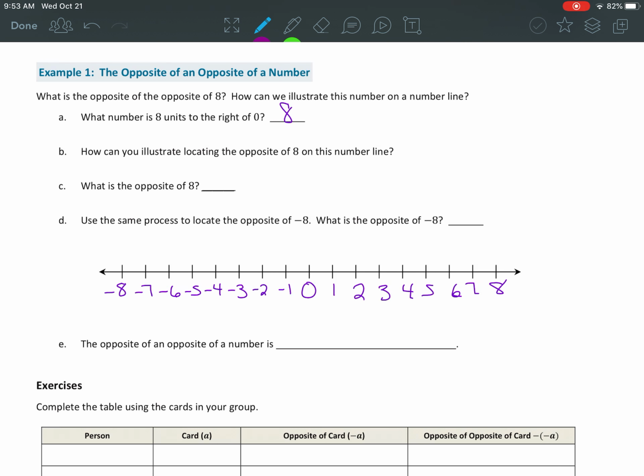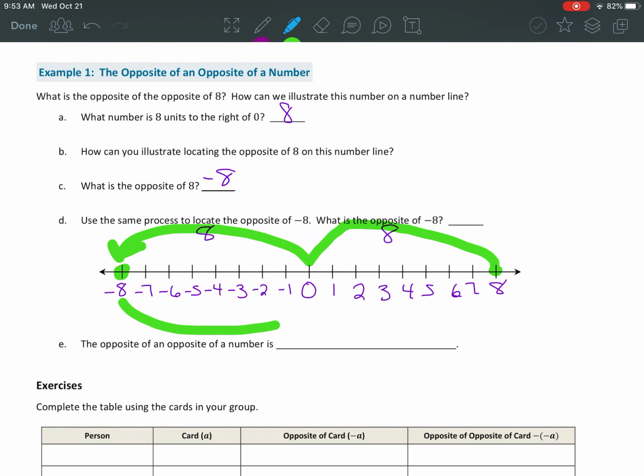Okay, so they want us to put the opposite. How can you illustrate locating the opposite of 8 on the number line? I'm going to put a dot on 8 first. And then I'm going to show we would go 8, and then we would go 8 more to the opposite, because they're the same distance. So this is 8 and 8 units. What is the opposite of 8? -8. Use the same process to locate the opposite of -8.